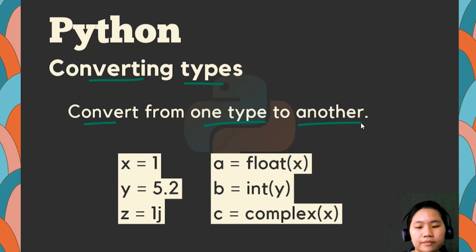And how do you do that? You simply write the type that you want to convert to, parentheses, and put in the variable that has the value that you want to convert, right? So for example, we have x equals 1, and then we have a, and we want to convert this integer of 1 into a float. So we say float, parentheses, x.